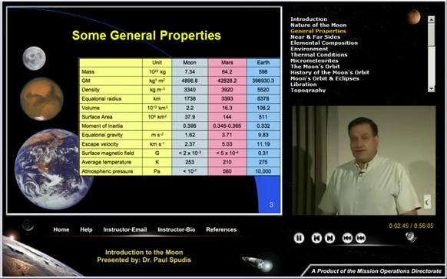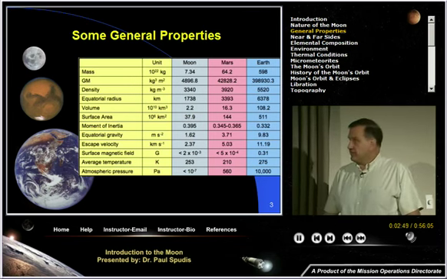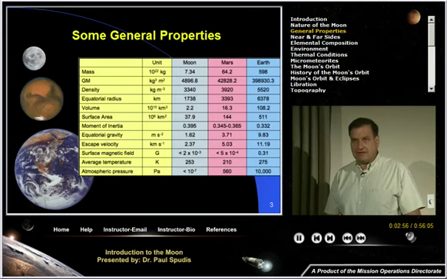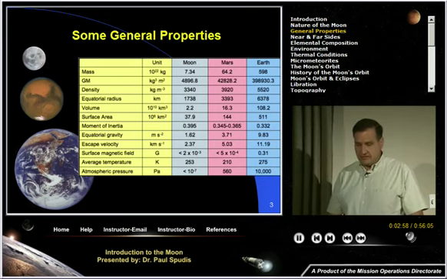It has a very low escape velocity of only about 2.4 kilometers per second. It has extremes of surface temperature and effectively almost no atmosphere to speak of. It's effectively better than the best vacuum we can create artificially on the Earth.